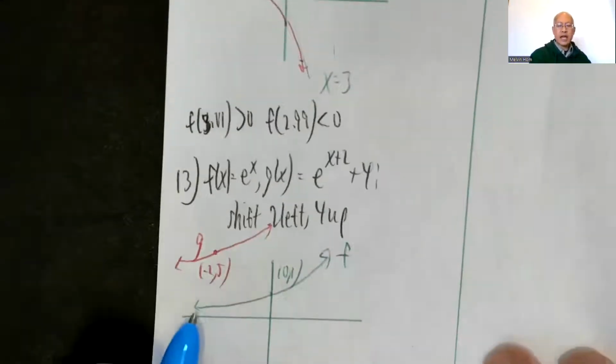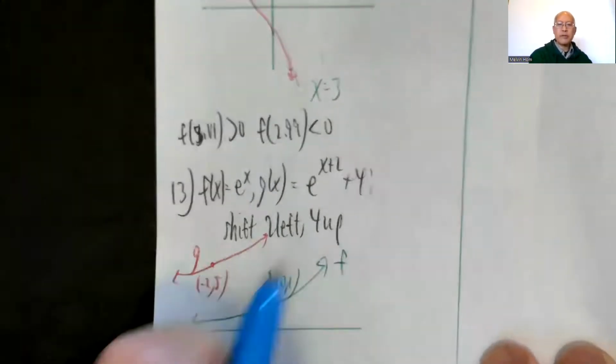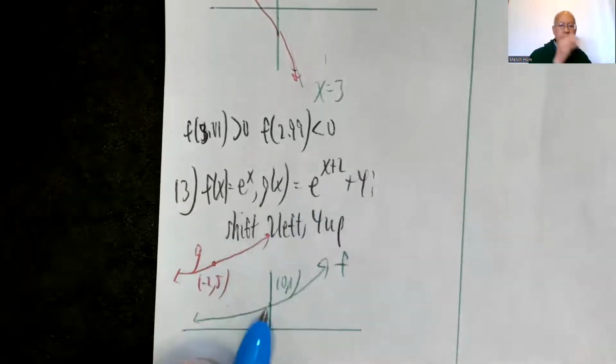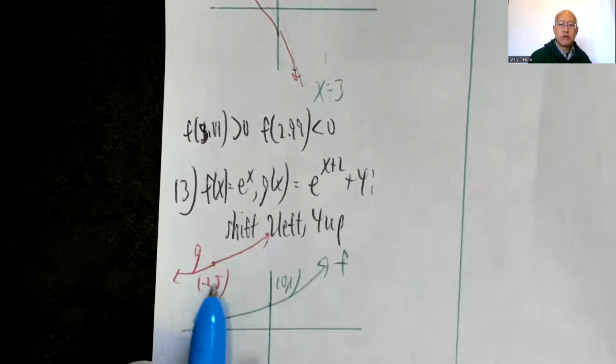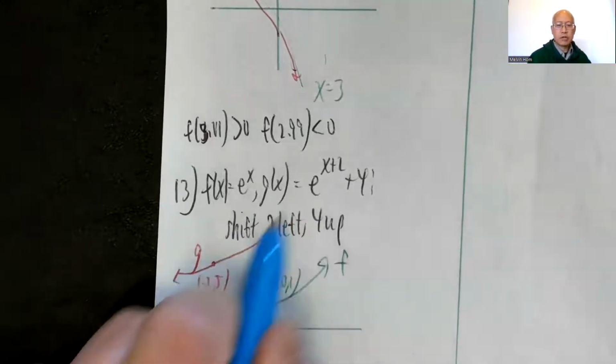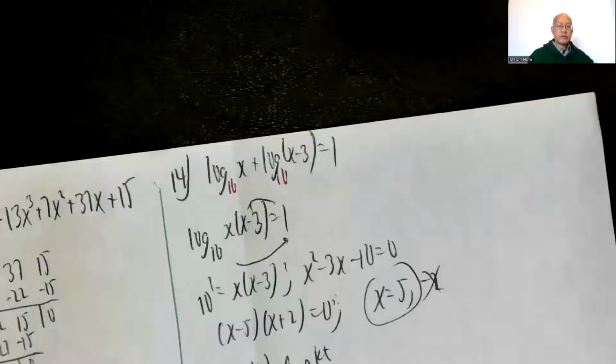13, e to the x, standard exponential function goes through 0, 1. e to the x plus 2, plus 4, that shifts 2 to the left and 4 up. So I take the point 0, 1, move it 2 to the left and 4 up, I get -2, 5. And so here's g, same general shape as f.